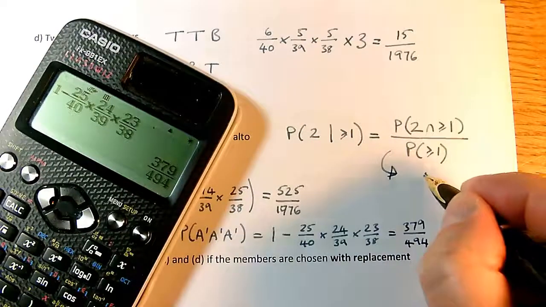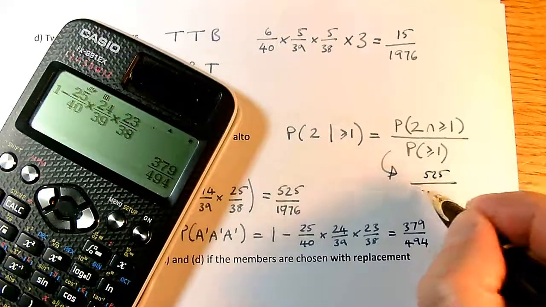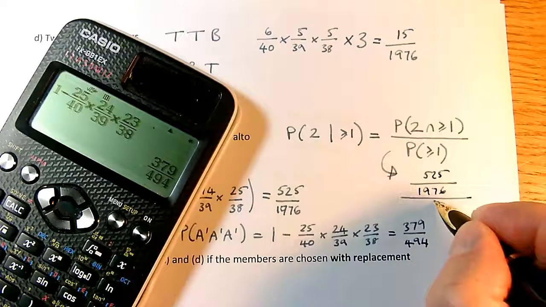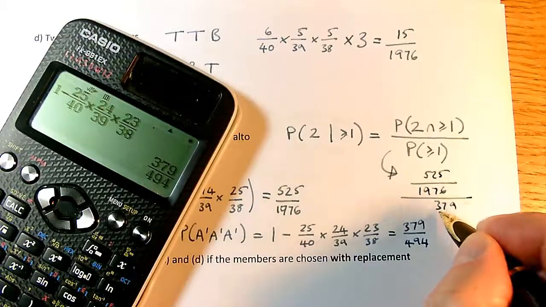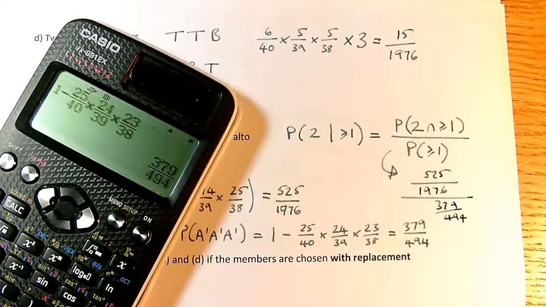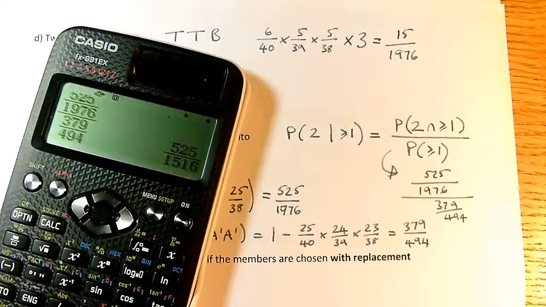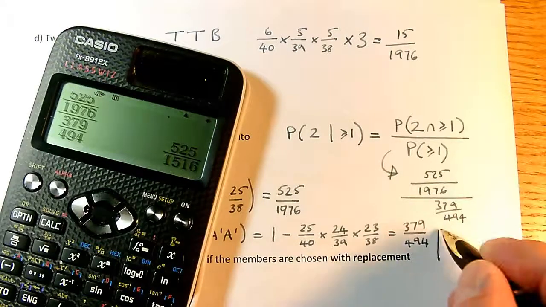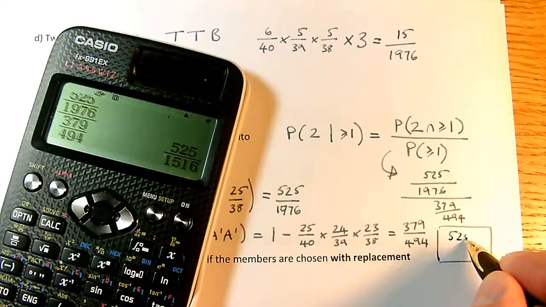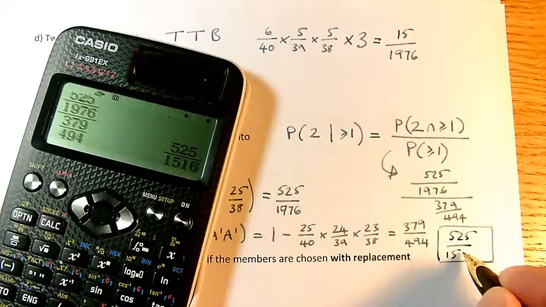So the probability I want, this conditional probability, I've set up the formula for it. I now need 525 over 1976 divided by 379 over 494, which my long-suffering calculator will do. Here we go, and the answer is 525 over 1516, which is about a third.